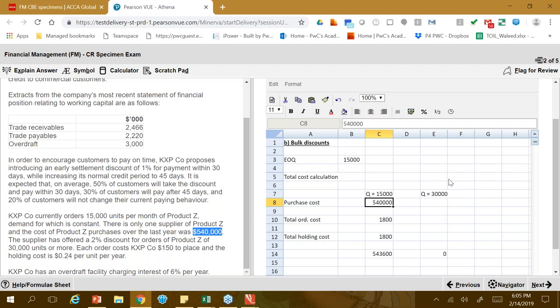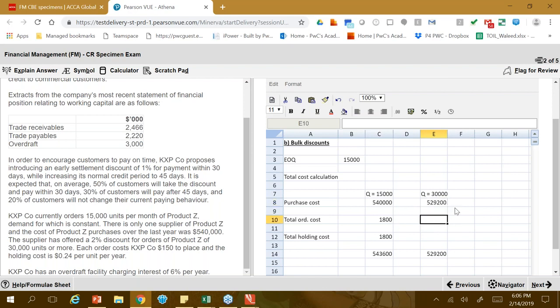Now, let's go into the Q, the bulk discounts. How much discount are we going to get? 2%. So what we'll simply do is take this 540 again, the C8, and take 98% of that. This means we have deducted the 2% discount from the total purchase cost of $540,000. So 540,000 at 98%, that means the discounted cost is 529,200.